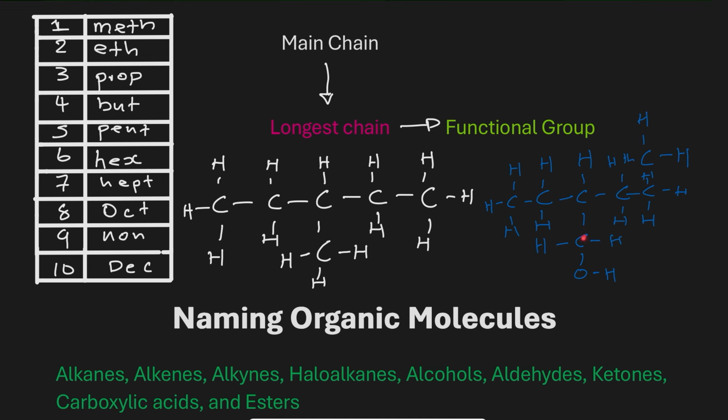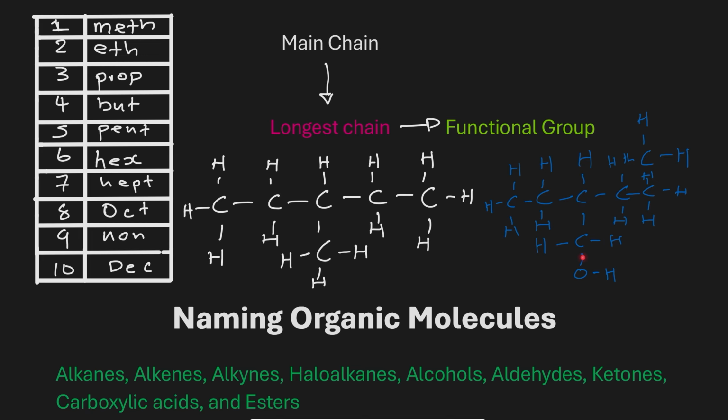That means we can start from this carbon and move like this. If we look at this chain, how many carbons do we have? We have 1, 2, 3, 4, 5. Now we can also take another way. We can move like this. And if you look at this, how many do we have? 1, 2, 3, 4 carbons. So this means that the longest chain will be this chain that has 5 carbons, and it also includes the functional group.